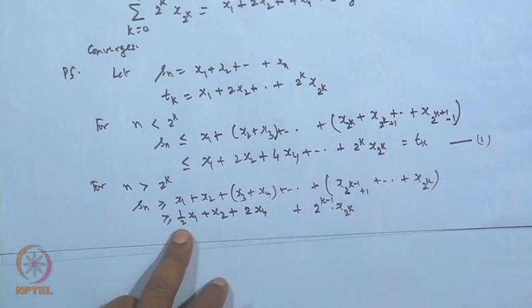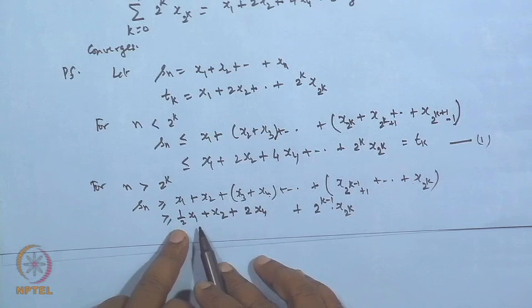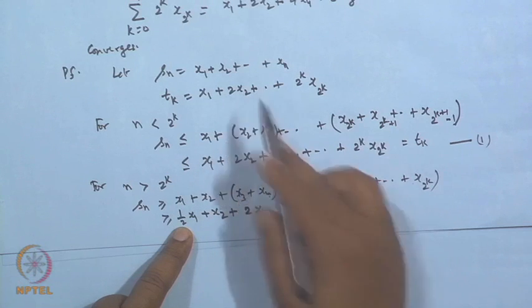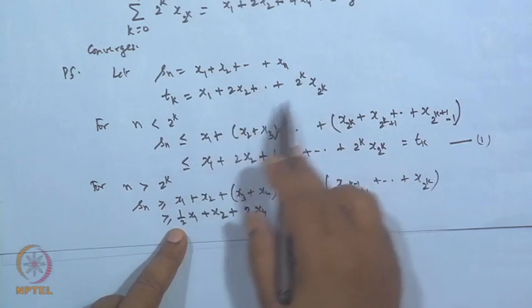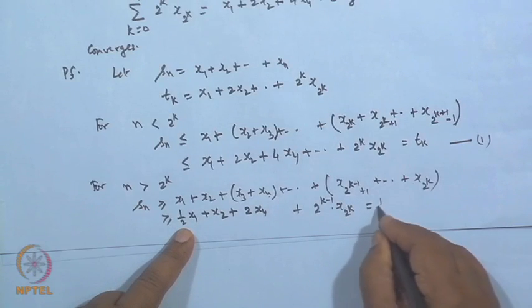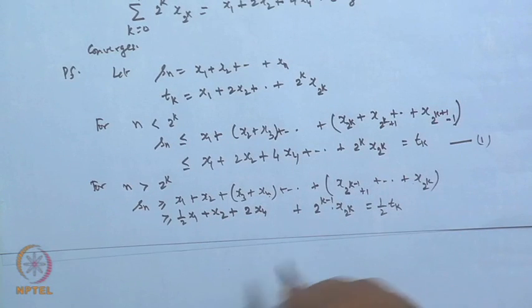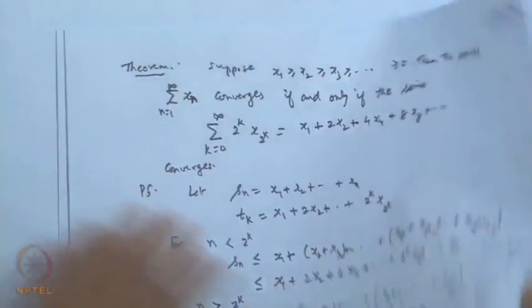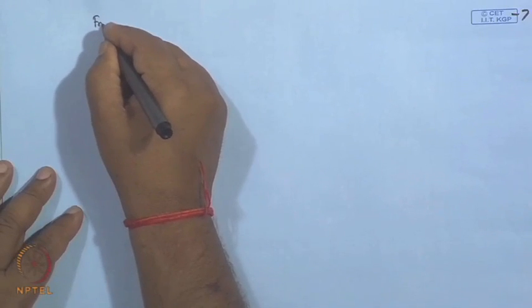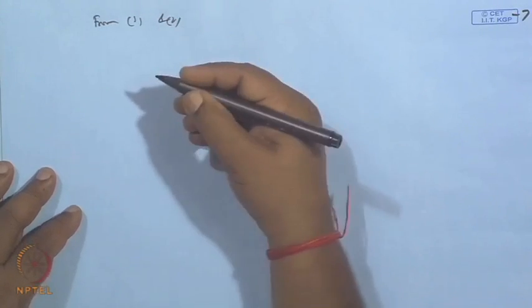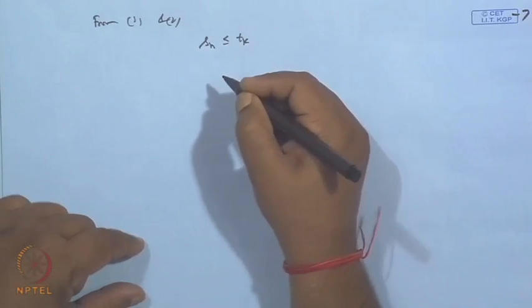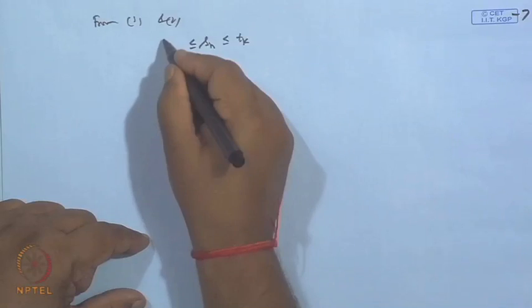Now, you check it, this will be what? The T k is coming to be x 1 plus 2 x 2 plus 4 x 4 like this. So, it is half of this. So, basically it is half of T k. So, what do we get from 1 and 2? From 1 and 2, we get that S n is less than or equal to T k, and S n is greater than or equal to T k by 2.